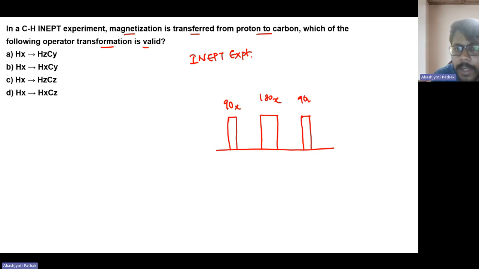This is 90y. This is stop. Okay, so this is the basic pulse sequence of the INEPT experiment, and the vector diagram, which shows the evolution of the magnetization components. Remember, it is like this.